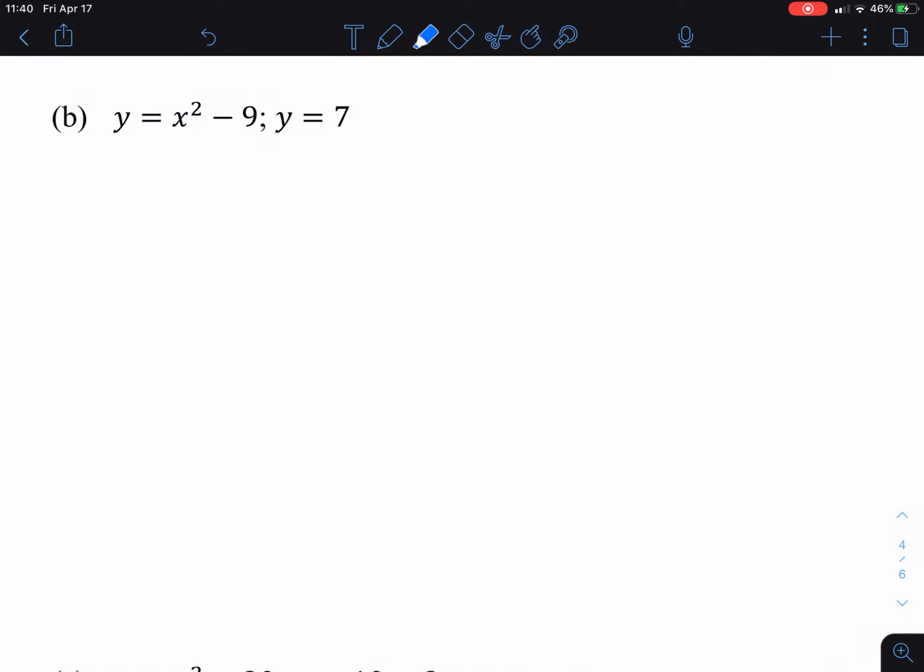In this example, we're trying to find the area between the graph of the function y equals x squared minus 9 and y equals 7. Now in this case, we're not given any limits or any boundaries that we're looking in between for our interval. So what I need to know is where do these two intersect?